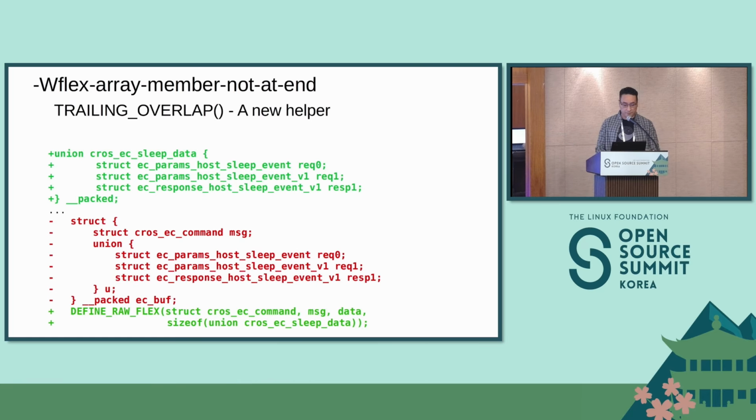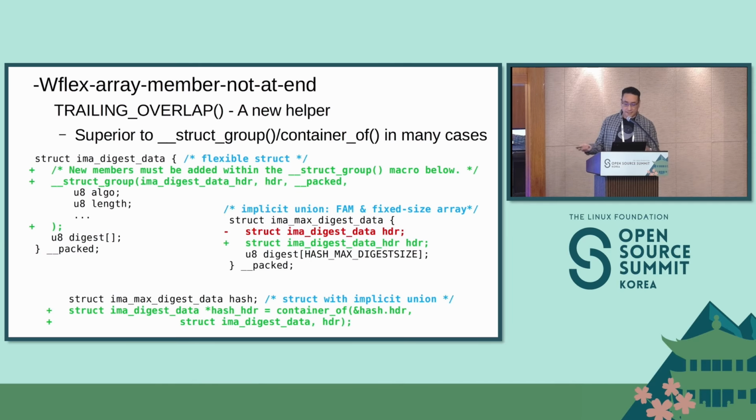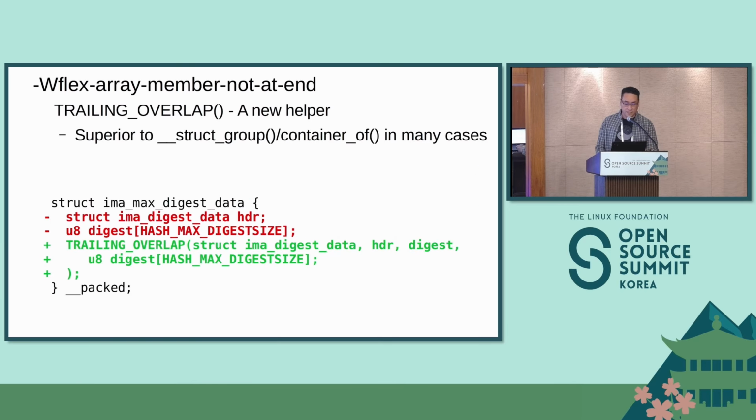It's much better. Okay, I'm running out of time, so I'm going to just run over the slides. So this case is superior to the use of struct_group and container_of. All these changes translate to these couple lines of code. So this solution is cleaner, right?